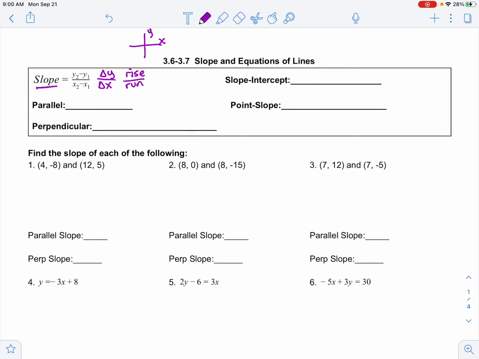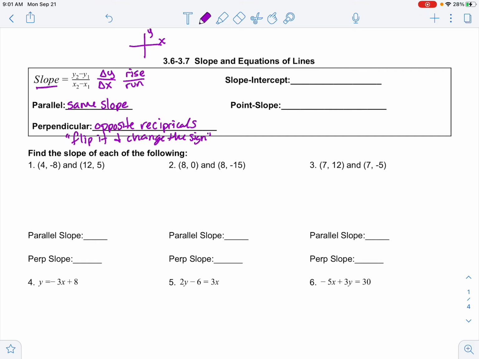Okay? When we're talking parallel, slopes have the exact same slope. Okay, exact same number, exact same sign. Perpendicular slopes have opposite reciprocals. What did that mean? That meant we flip it and change the sign. And that's how we get those lines to meet at 90 degrees.